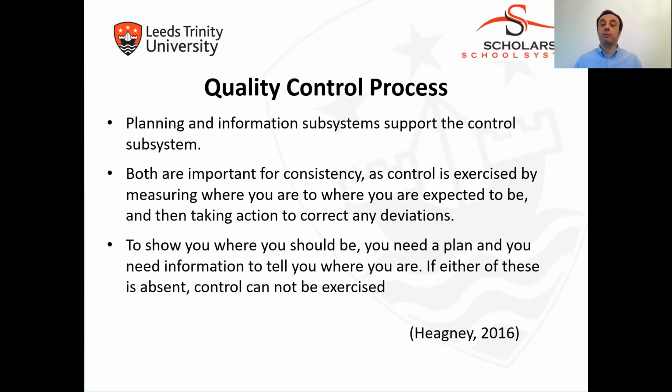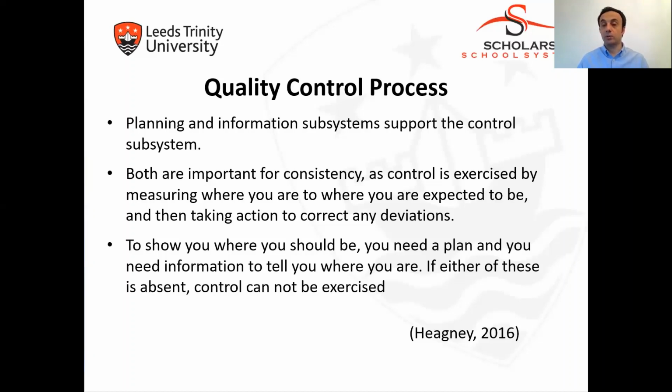It starts with planning, and information subsystems support the control subsystems. If you think of any company as an entire system, the control subsystems of the organization are supported by the main system and the other subsystems of the organization. This is the first thing. And both are important for consistency, as control exercise means measuring whether it is fitting the expected standards or not.